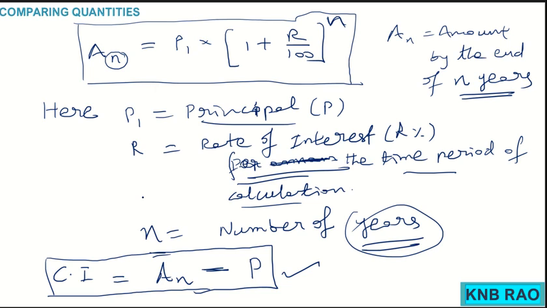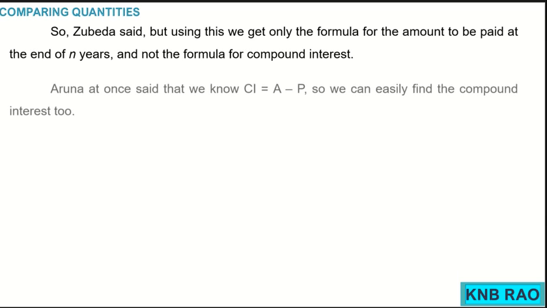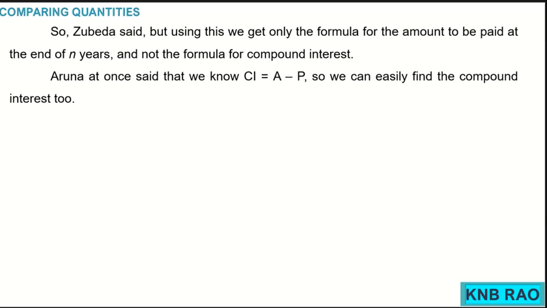Now, let us get into an example and solve a question. Here, Zubeda said that using this we get only the formula for the amount to be paid at the end of n years and not the formula for compound interest. That is obvious, but Aruna at once said that we know compound interest by subtracting principal from the amount, we can easily find the compound interest too.